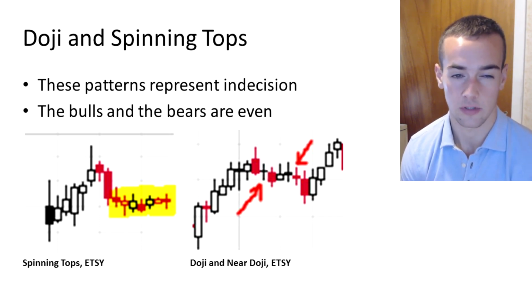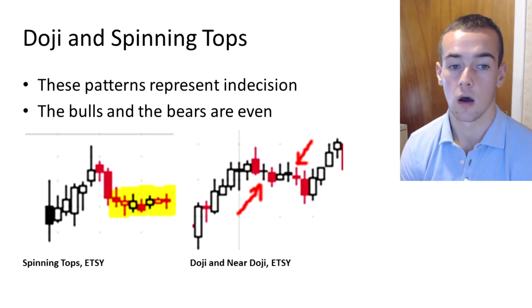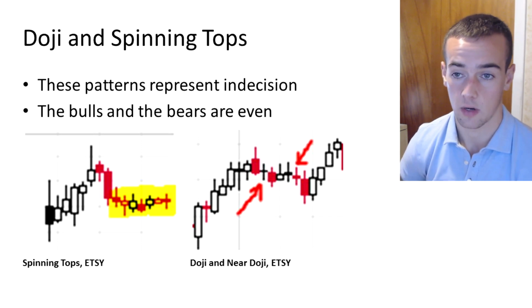So that's one of my favorite patterns to look for, the Doji or the spinning tops, because it represents a time of market indecision where the bulls and the bears are equal.